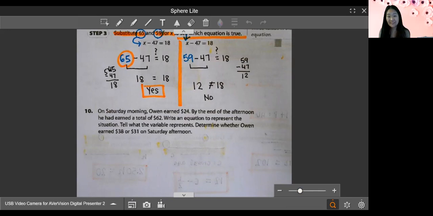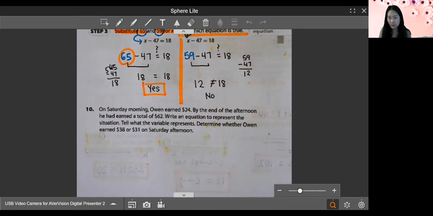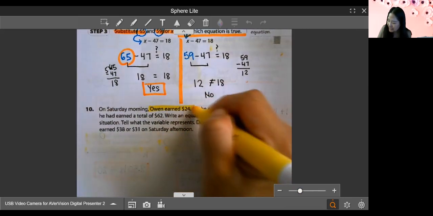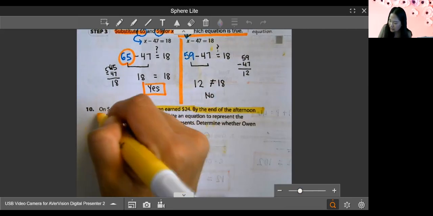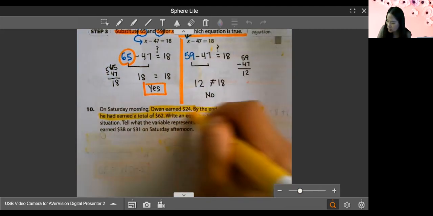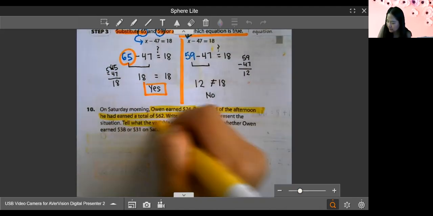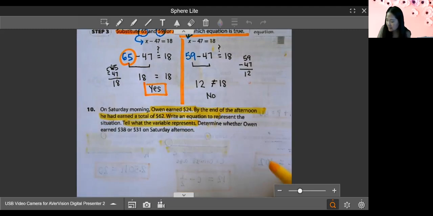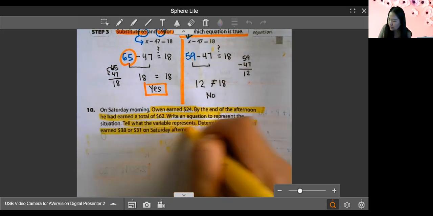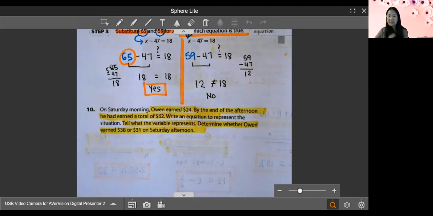Let's do a final one. On Saturday morning, Owen earned $24. By the end of the afternoon, he had earned a total of $62. Write an equation, tell what the variable represents, and then determine whether Owen earned 38 or 31 on Saturday afternoon.